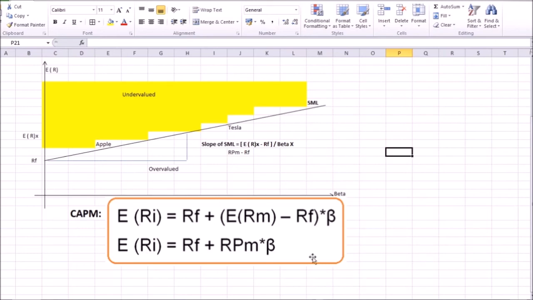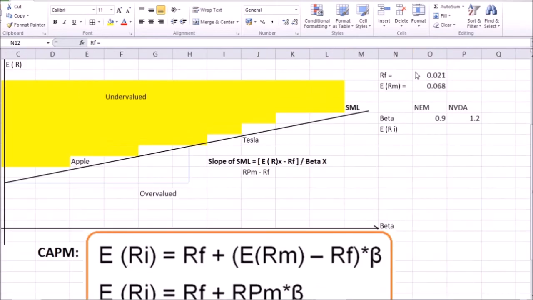And to understand this a little bit more clearly, let's have a couple of examples. Say, for example, the risk-free rate of return on short-term government bonds is 2.1%. Say the market expected return is 6.8%. And we have two companies here, Newmont and Nvidia, with the beta of 0.9 and 1.2. What are the expected returns on these two companies?